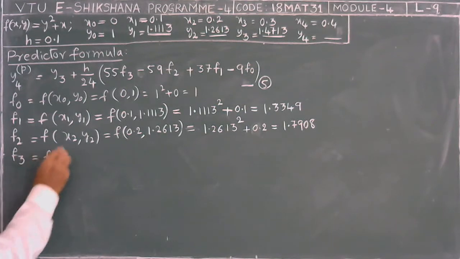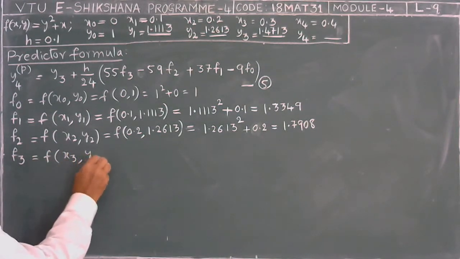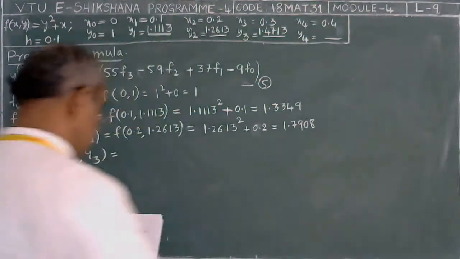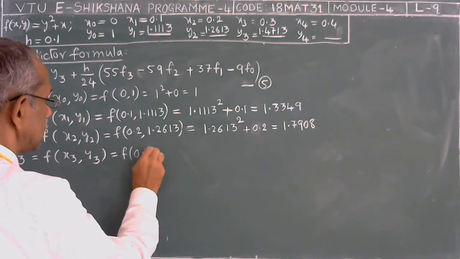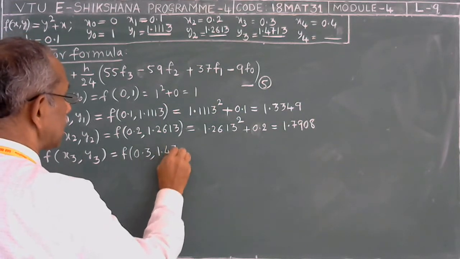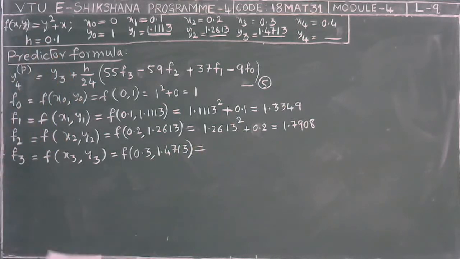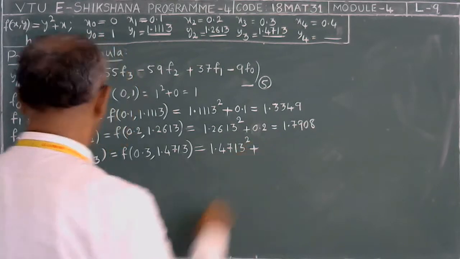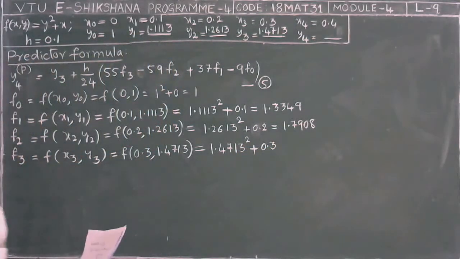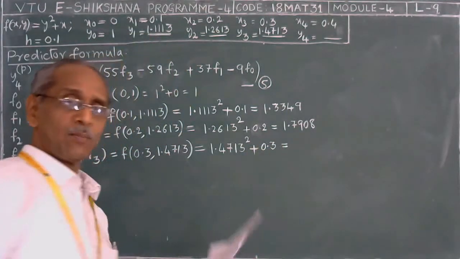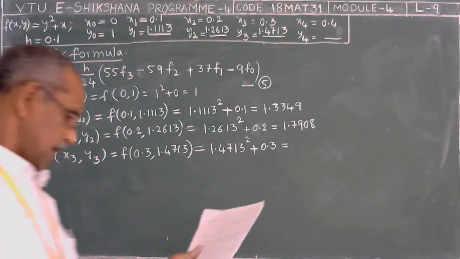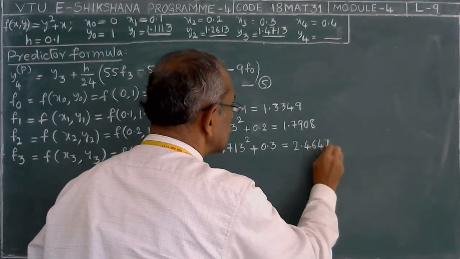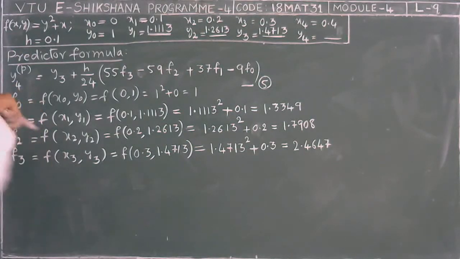Okay. Lastly, f3 is equal to f of x3 comma y3. So x3 is 0.3, y3 is 1.4713. So this is f of 0.3 comma 1.4713. By definition this is 1.4713 square plus 0.3. Don't calculate by hand, use calculators to calculate these values, you get 2.4647.